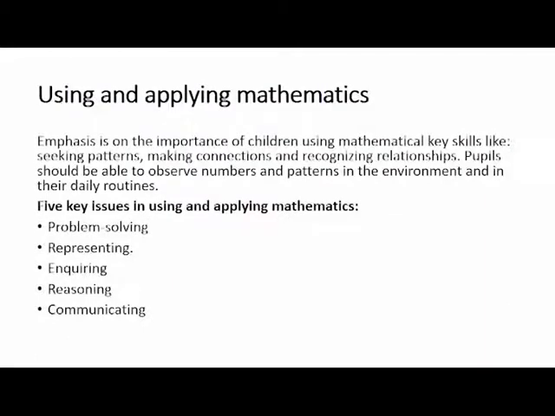Using and applying mathematics now. Emphasizing the importance of children using mathematics is the main thing when it comes to using and applying mathematics. For example, we have these five key issues in using and applying mathematics: problem solving, representing, inquiry, reasoning, and communicating. What does each issue represent? What does each key point represent? What does problem solving mean? What does representing mean? Reasoning, and so on. And you should know how to explain these using and applying mathematics issues.